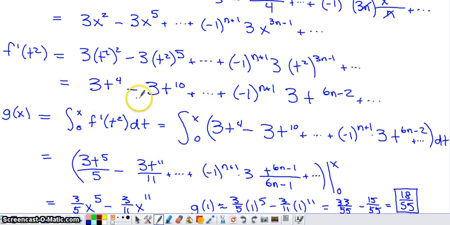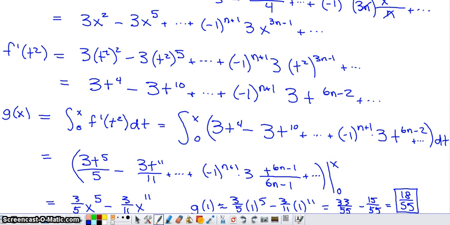So I took my series for f prime of t squared, tossed it in place of f prime of t squared. I did my antiderivative using the power rule the same way I normally would, right? Add 1 to the exponent, divide by the new exponent. This is the piece that got a little bit weird. Added 1 to this exponent, gave me 6n minus 1, divided by that new exponent. I had to evaluate this at x and at 0.